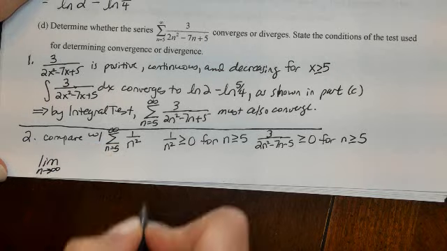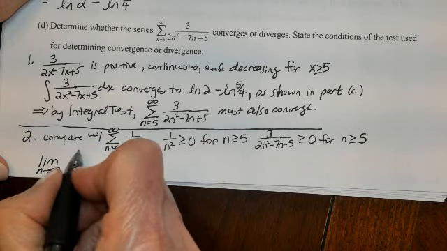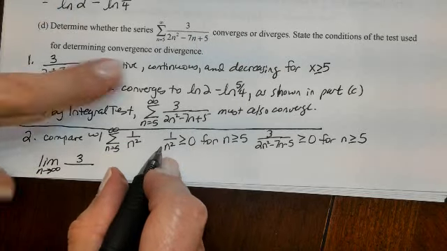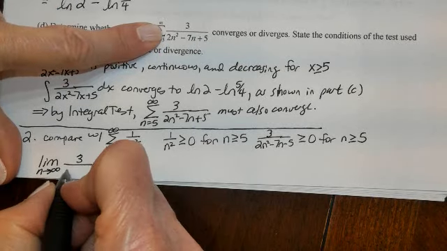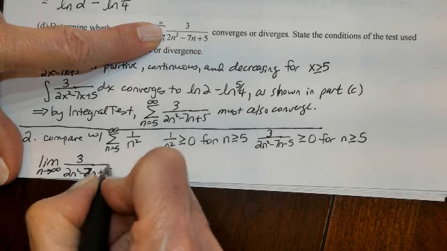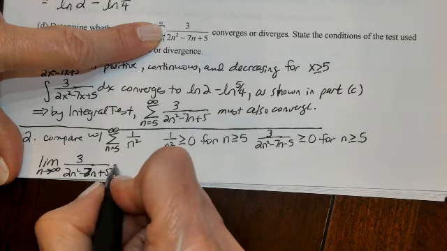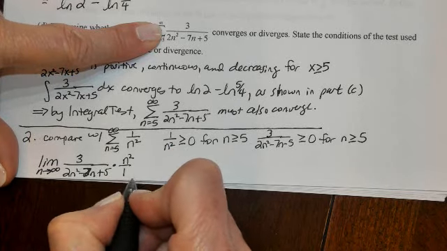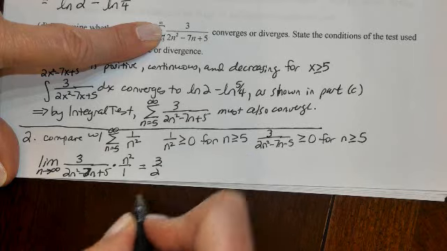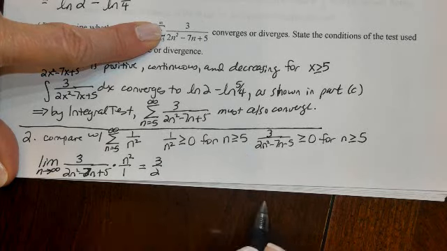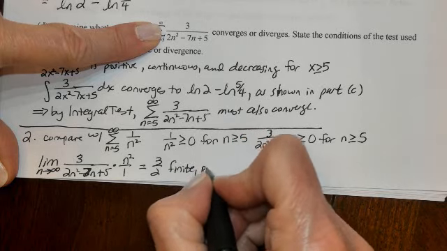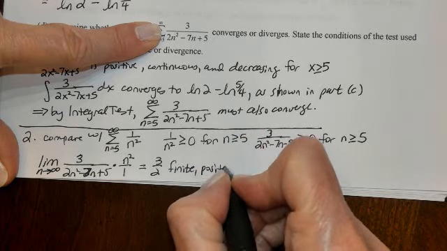And then we can show the limit comparison test. So the limit as n goes to infinity of 3 over 2n squared minus 7n plus 5, and I'm dividing by 1 over n squared. That means I'm multiplying by n squared over 1. That limit is equal to 3 halves as n goes to infinity, which is finite and positive.